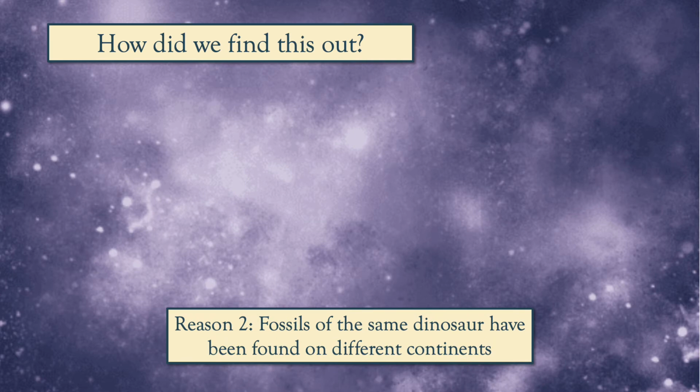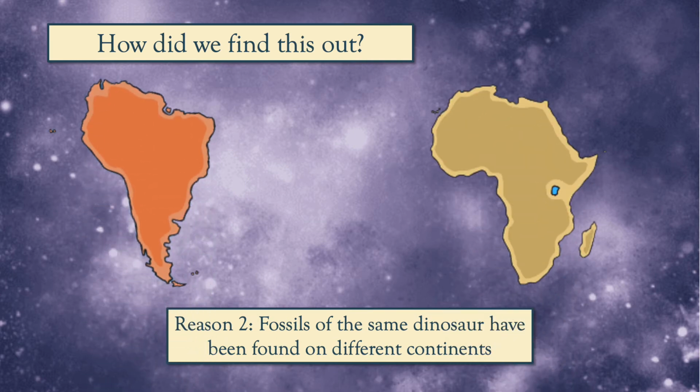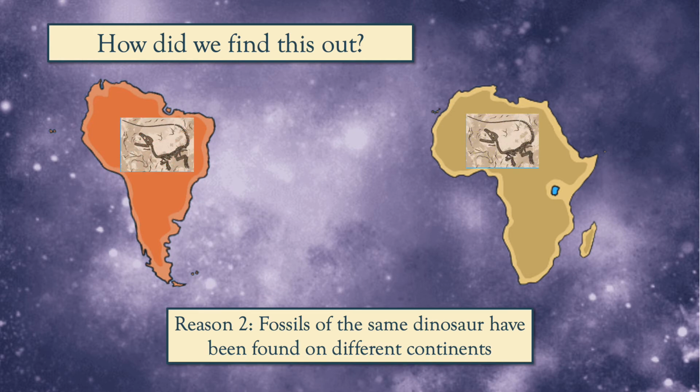Reason number two, fossils of the same dinosaurs have been found on two completely different continents. So the same fossils were found in South America and in Africa, which are both really far apart now. So it gives you the idea that these continents were a lot closer so that animals could have just walked between them.